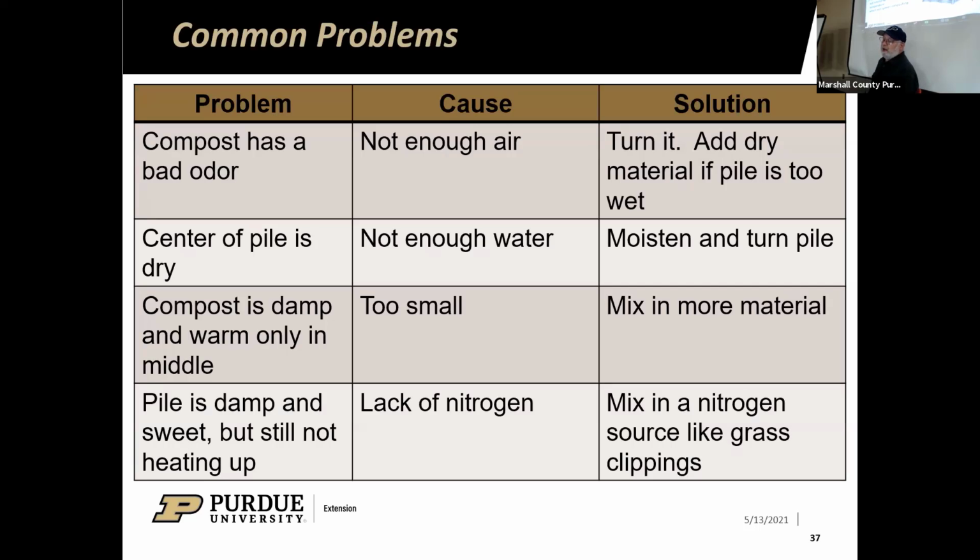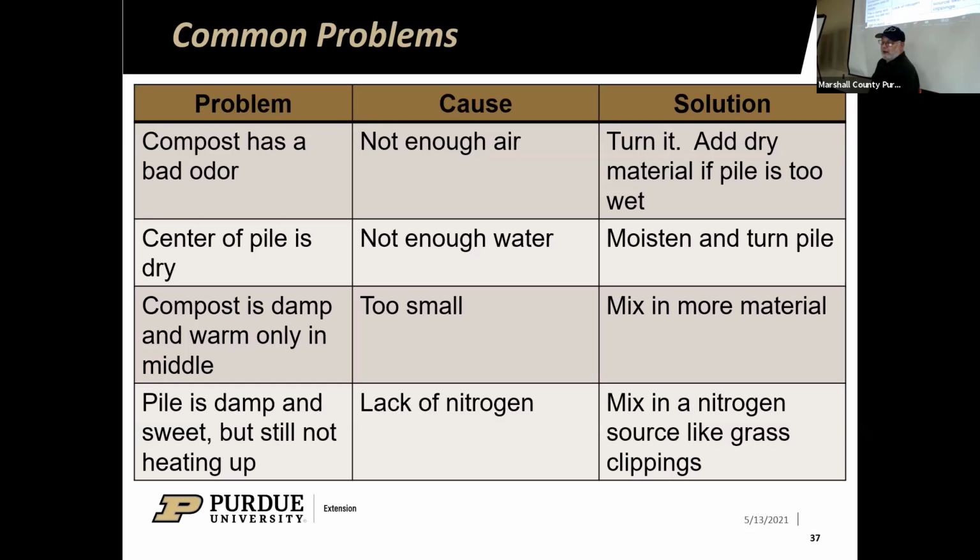So what problems can we have in composting? If compost has a bad odor, there's not enough air. You're doing an anaerobic process, so it needs to be turned. And that's why having something over the compost structure can help you manage the water. If the center of the pile is dry, there's not enough water, so we may need to moisten the pile so organisms can be active in that compost, decomposing it. If it's damp and warm only in the middle, we may have too small of a pile.